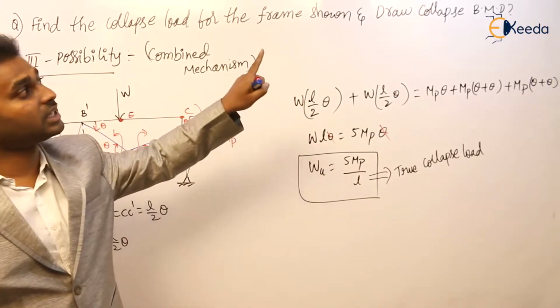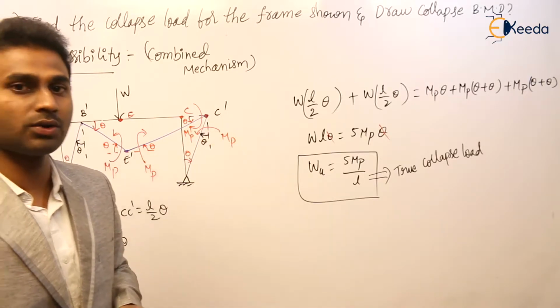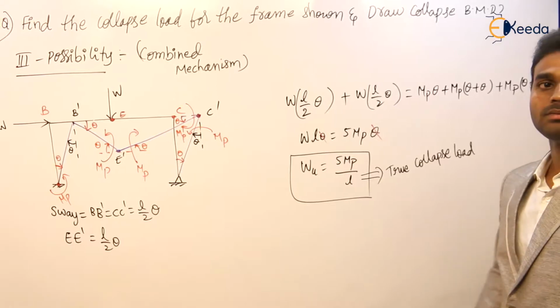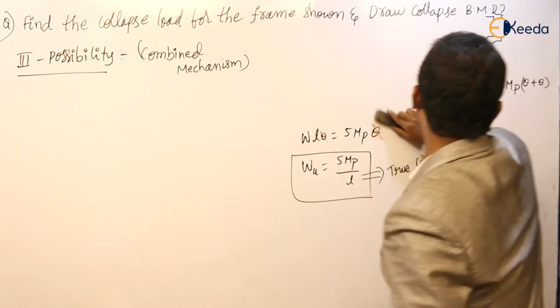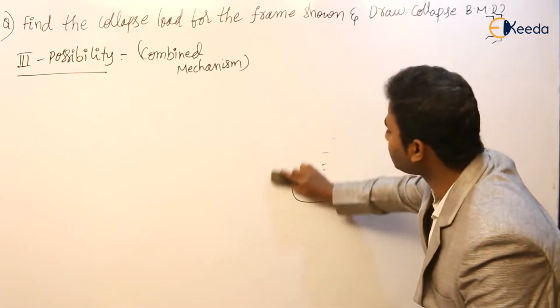And after that it is asking us to draw the bending moment diagram. So first you take it down. After that we'll see how to draw the bending moment diagram. Okay, so he's asking for the collapse bending moment diagram. It means at collapse. So at collapse, what is the situation?